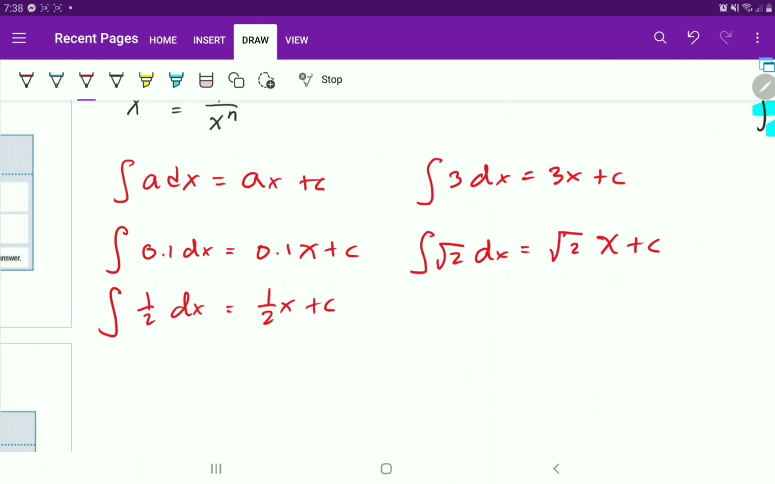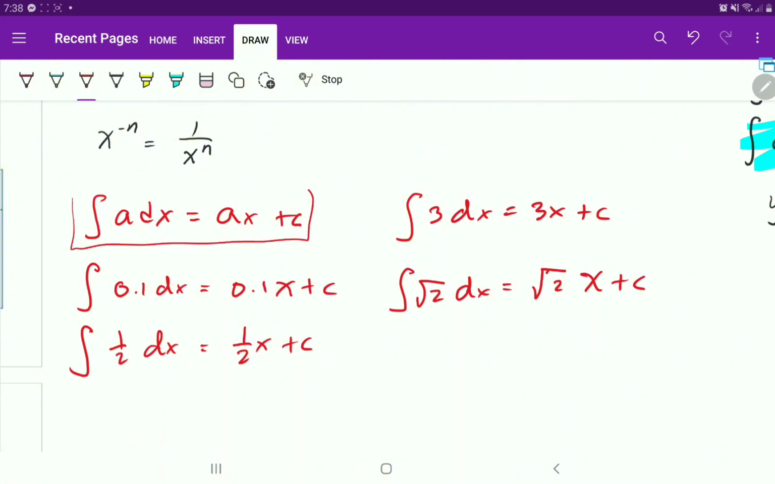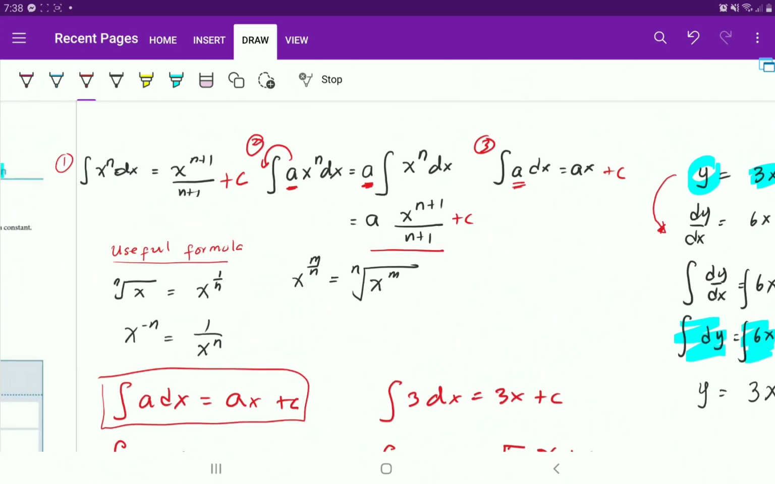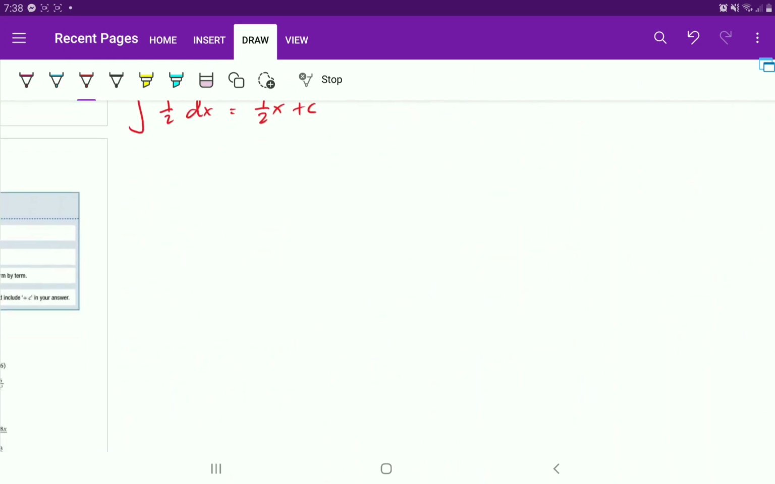So basically, what this formula says is that for any constant, to get the integral, just affix x beside it and add the plus c. Alright? Now let's look at formula number 1. Formula number 1 is very simple. It says the integral of x to the n dx is equal to x to the n plus 1 over n plus 1, plus c.